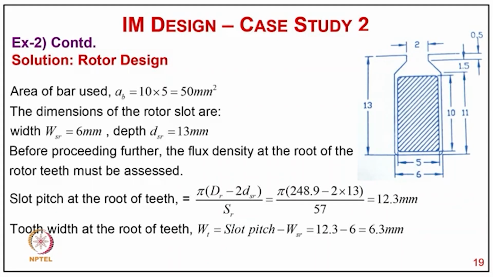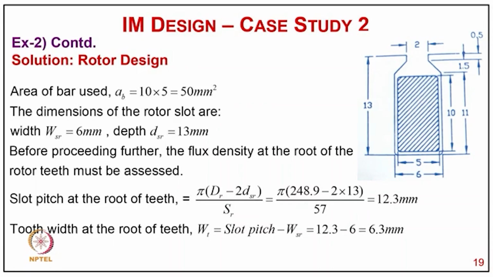Now coming to the calculation of the complete rotor design. The area of the bar used is 50 millimeter square with dimensions of 10 into 5. So the dimensions of the rotor slot are: width WSR equals 6 millimeter and depth DSR 13 millimeter, also providing clearance for die casting. Before proceeding further, the flux density at the root of the rotor teeth must be assessed to take care that it is not exceeding a limit.